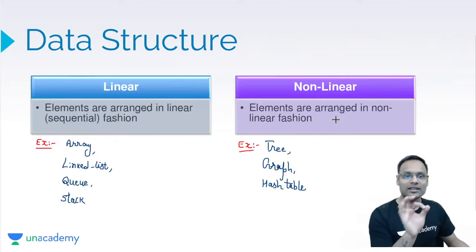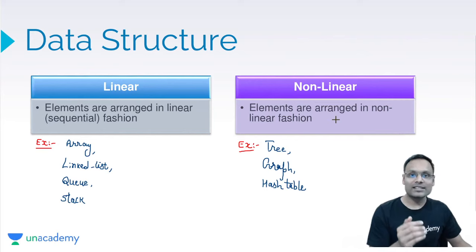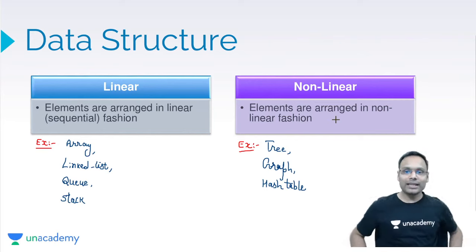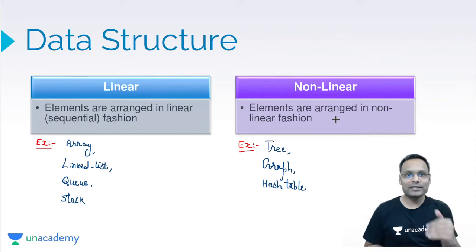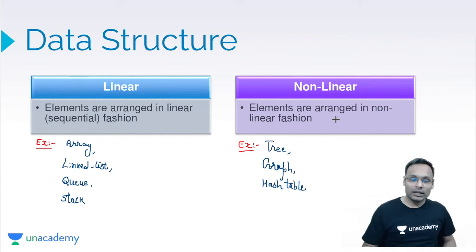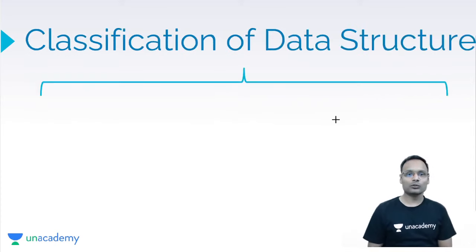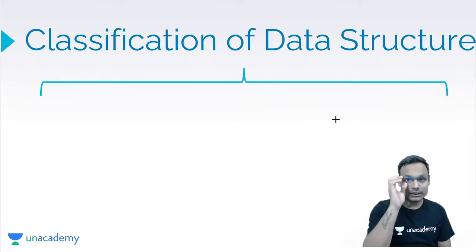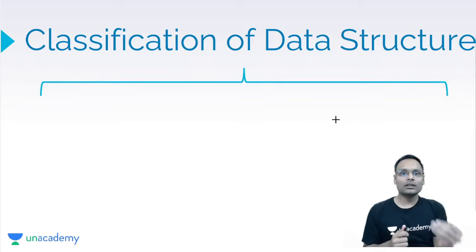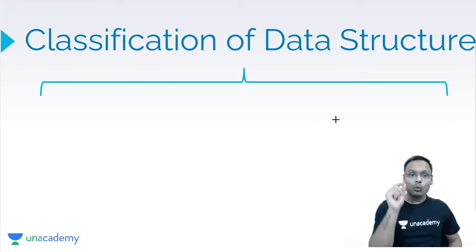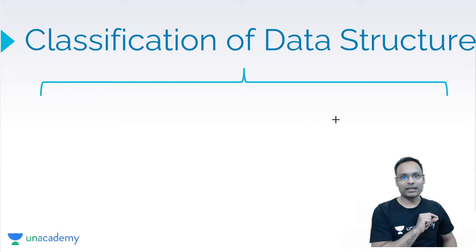Two types of data structures we have, on the basis of what type of arrangement we have for the elements. Do we arrange the elements in sequential order or non-sequential order? Based on that we have them. Now we have a classification of data structures also. What does it mean? The meaning of classification is based on the usage of the data structure, what type of data structure we can have.